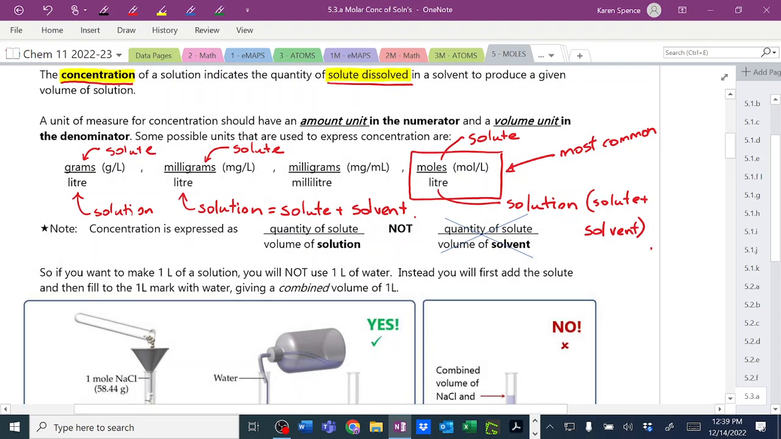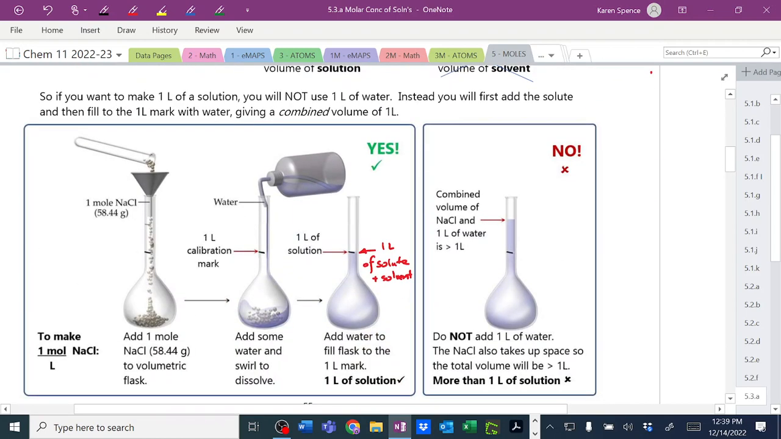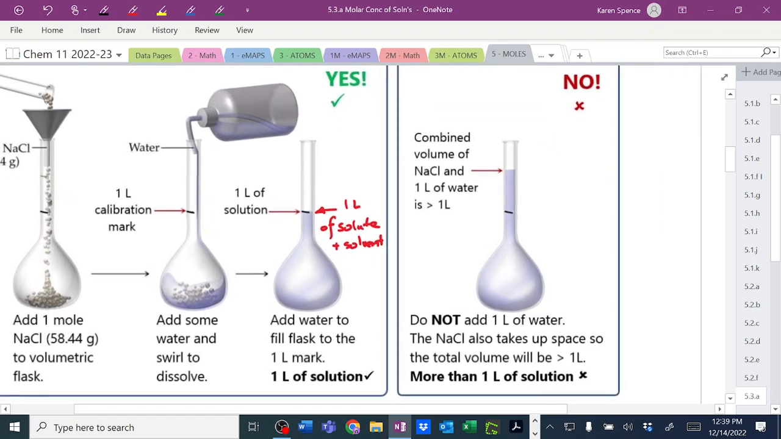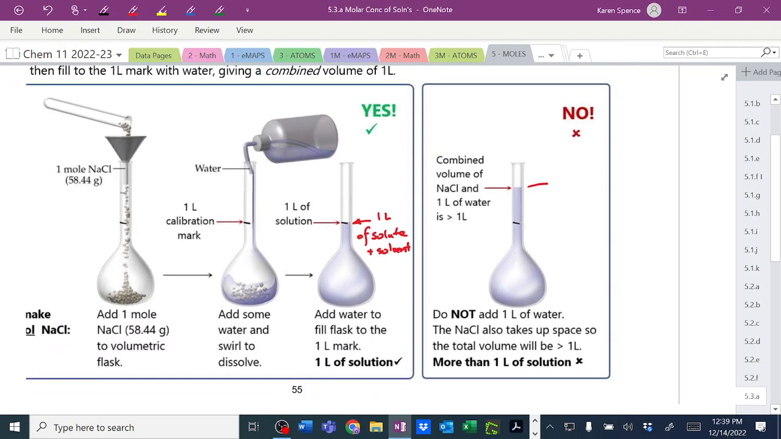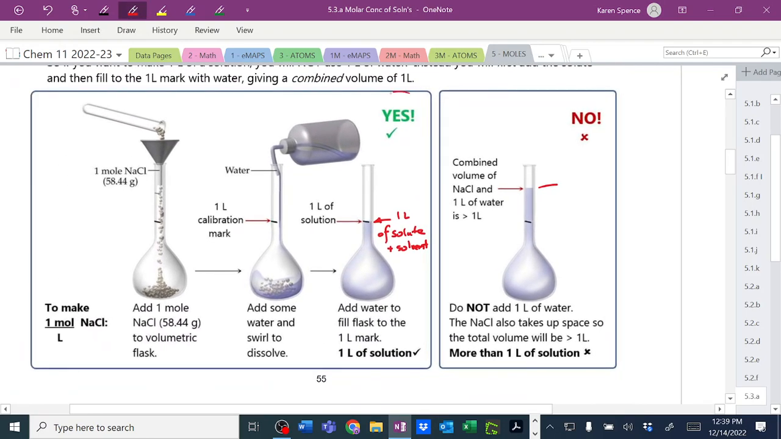So if you want to make 1 liter, you are not going to use 1 liter of water, because if you add the solute to that, it will give you more than 1 liter, because the solid takes up some space as well. Does that make sense? Okay. So if you were actually to add 1 liter of water, you would end up with a volume of more than 1 liter. Does that make sense? So that's a no. This is yes.